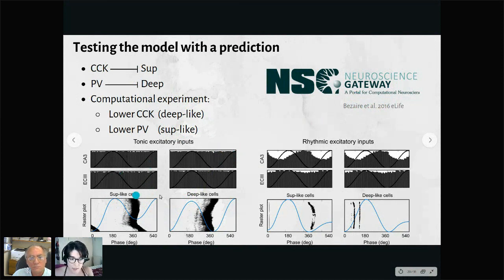And here we can see the results. We performed the experiment lowering CCK and PV.